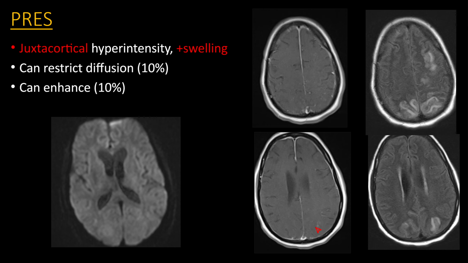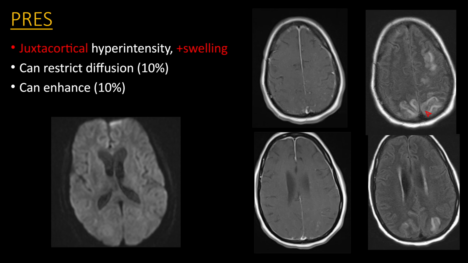And this particular case has a tiny trace enhancement in the affected areas, but no true diffusion restriction. But do not let restricted diffusion or enhancement completely dissuade you from PRES. If you see something that's otherwise good for PRES, but it has some enhancement or diffusion restriction, PRES should still be in your differential diagnosis.